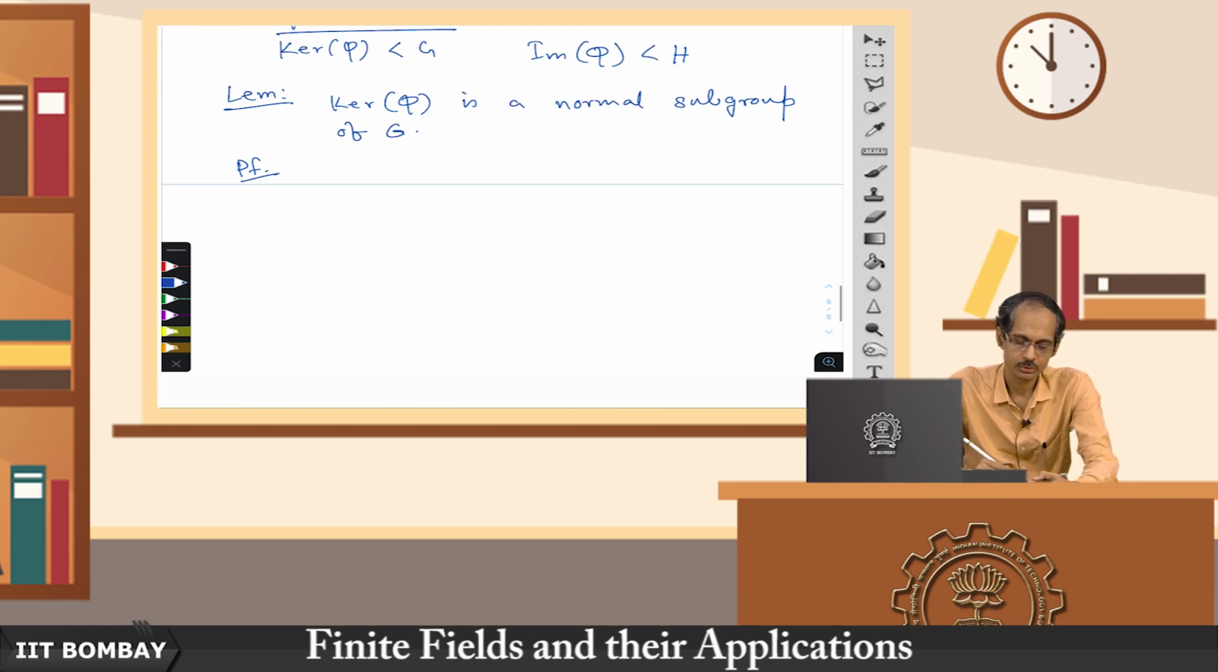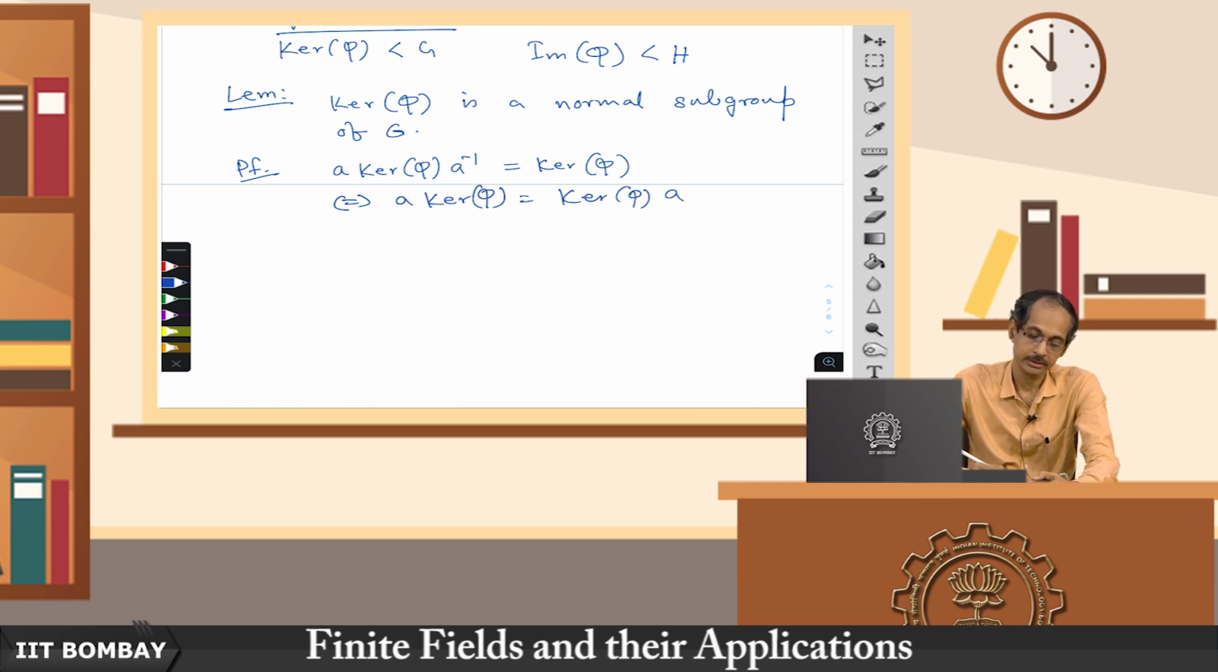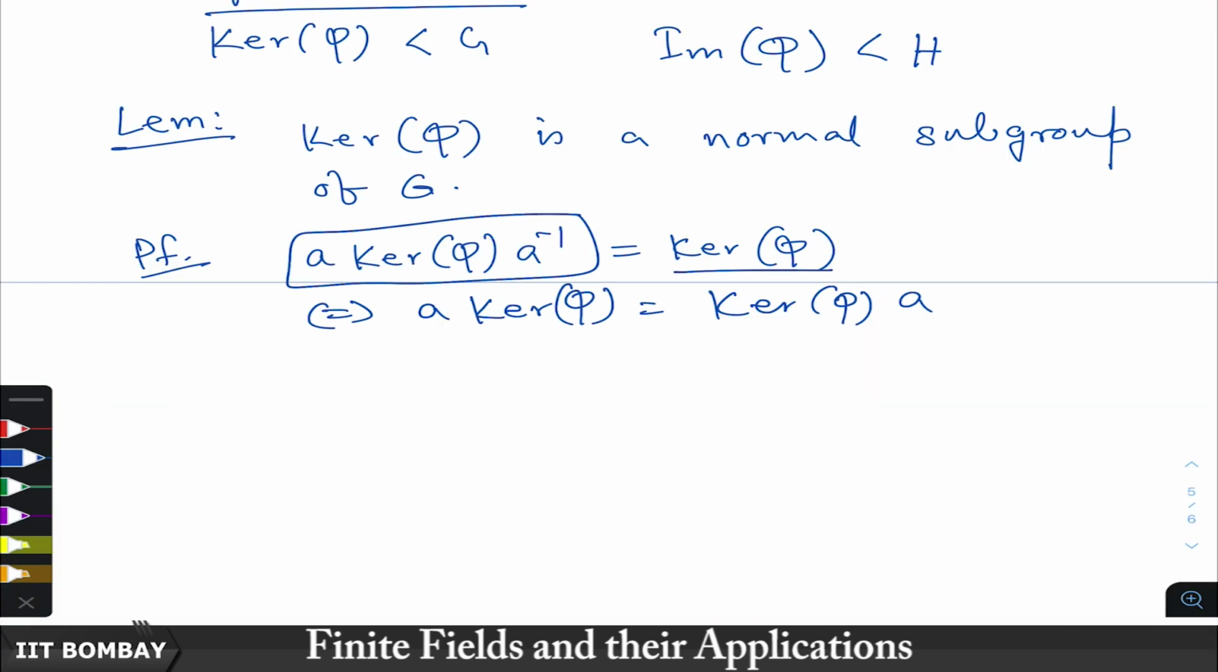So, we will show that. What does normal subgroup mean? It means that left cosets and right cosets are the same, and an alternate way of saying the same thing is to say that for any a in G, a times kernel of phi times a inverse is the same as kernel of phi. This is equivalent to saying that a kernel of phi is the same as kernel of phi times a. So, we will show that this is a subset of this, and first we will show that.